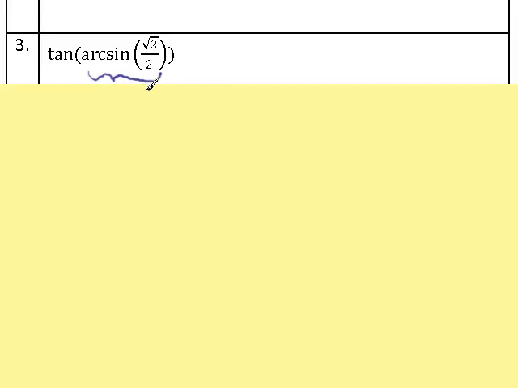So we know that the sine of 45 degrees is square root 2 over 2. So this must be 45 degrees. And now we want to find the tangent of 45 degrees, and that's equal to 1.